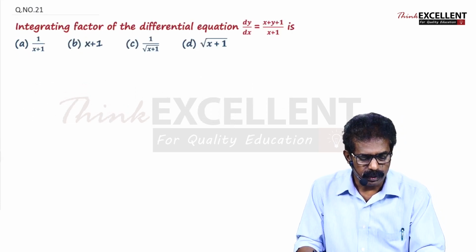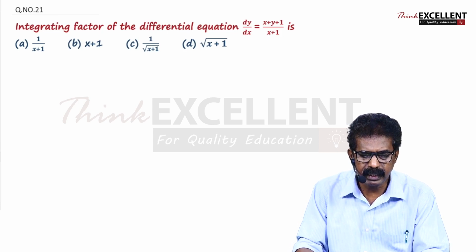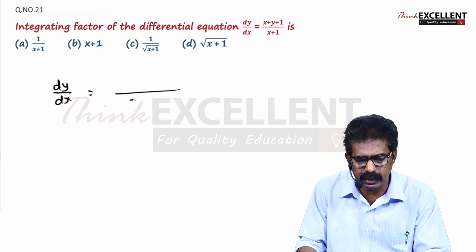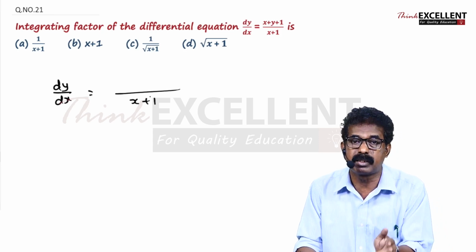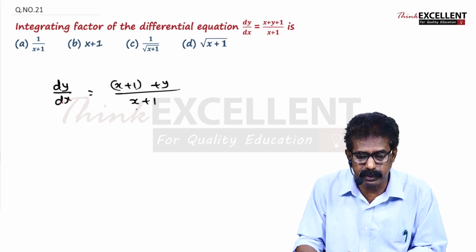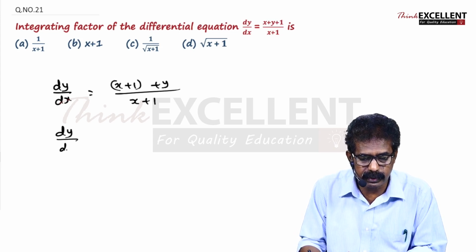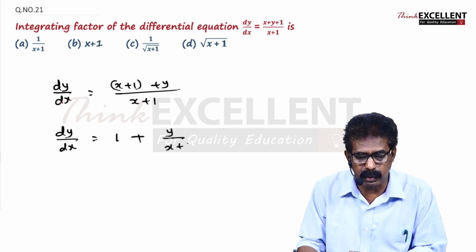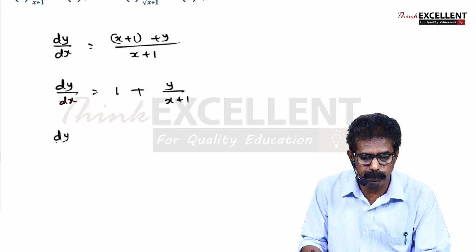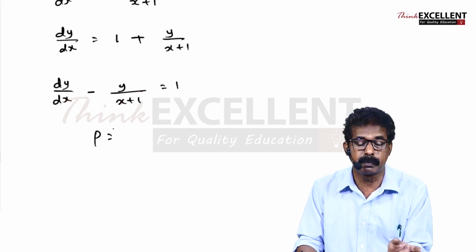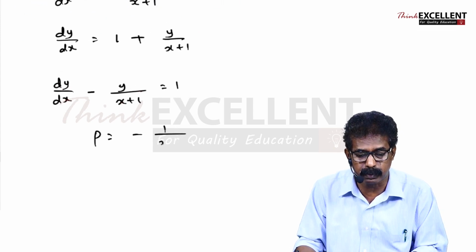Question number 21, they asked for the integrating factor. So dy by dx is equal to, denominator is x plus 1, numerator is x plus y plus 1. I am grouping x plus 1 plus y. Split into 2: dy by dx is (x plus 1) by (x plus 1), plus y by (x plus 1). For the integrating factor, the form is dy by dx plus Py, so dy by dx minus y by (x plus 1) equal to 1. So the P value, the coefficient of y, is minus 1 by (x plus 1).